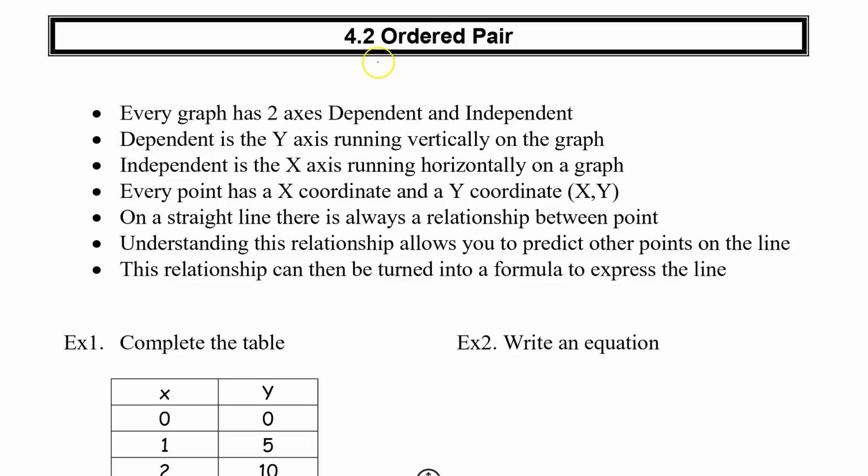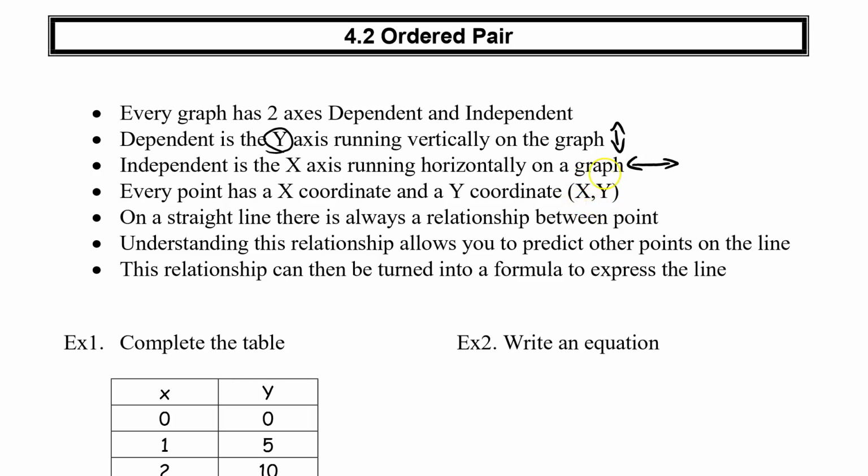Today's lesson is about what an ordered pair is. Every graph has two axes, the dependent and independent. The dependent is the y-axis running vertically, so up and down. The independent is the x-axis, and that's running horizontally on the graph, so left to right. Every point has an x-coordinate, and every point has a y-coordinate.